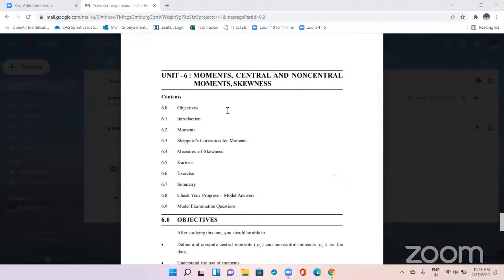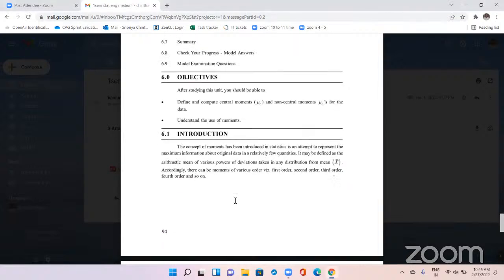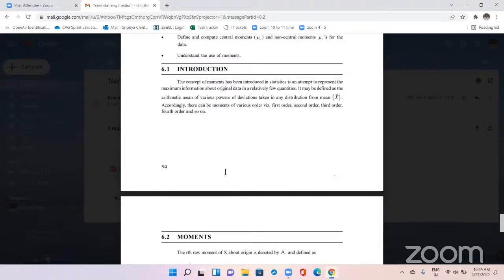Okay, so in this unit, we discuss moments, Sheppard's corrections for moments, measures of skewness, kurtosis, and so on and so forth. Okay, now coming to the concept of moments. It has been introduced in statistics as an attempt to represent the maximum information about original data in a relatively few quantities.